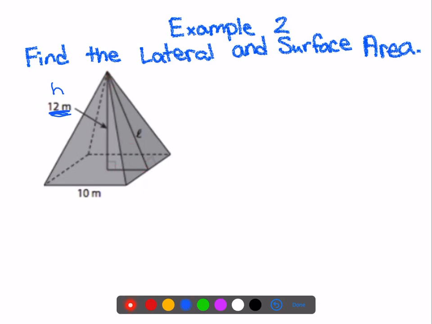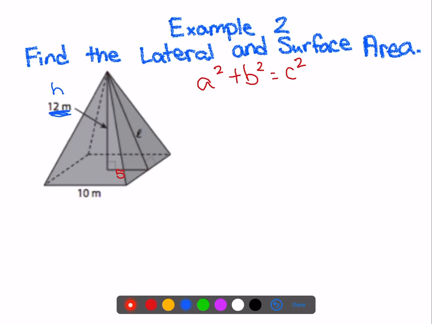Now if I look at this segment of the triangle here, it goes to the center of our pyramid. Well, if I know the whole side length is 10, then from the center to one side length should be half of 10, or 5 in this case. So we can go ahead and use Pythagorean's theorem, our old friend, a squared plus b squared equals c squared, where c is equal to our slant height, L.